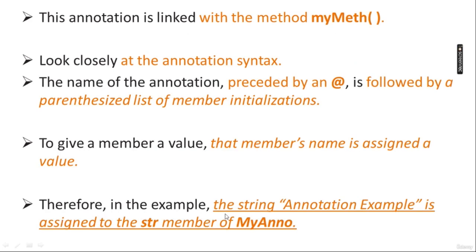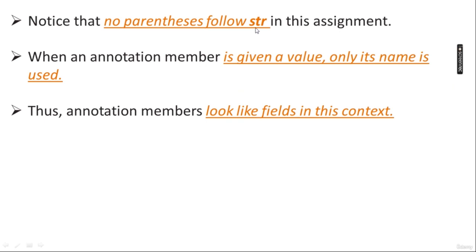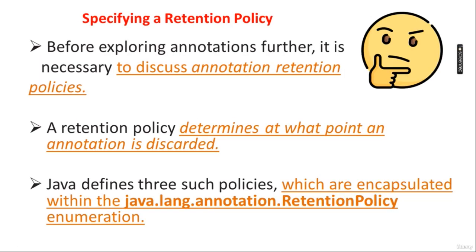Therefore, in the example, the string "Annotation Example" is assigned to the str member of MyAnno. No parentheses follow str in this assignment. When an annotation member is given a value, only its name is used. So when you are giving an annotation member a value, you only use its name, and annotation members look much like fields in this context.